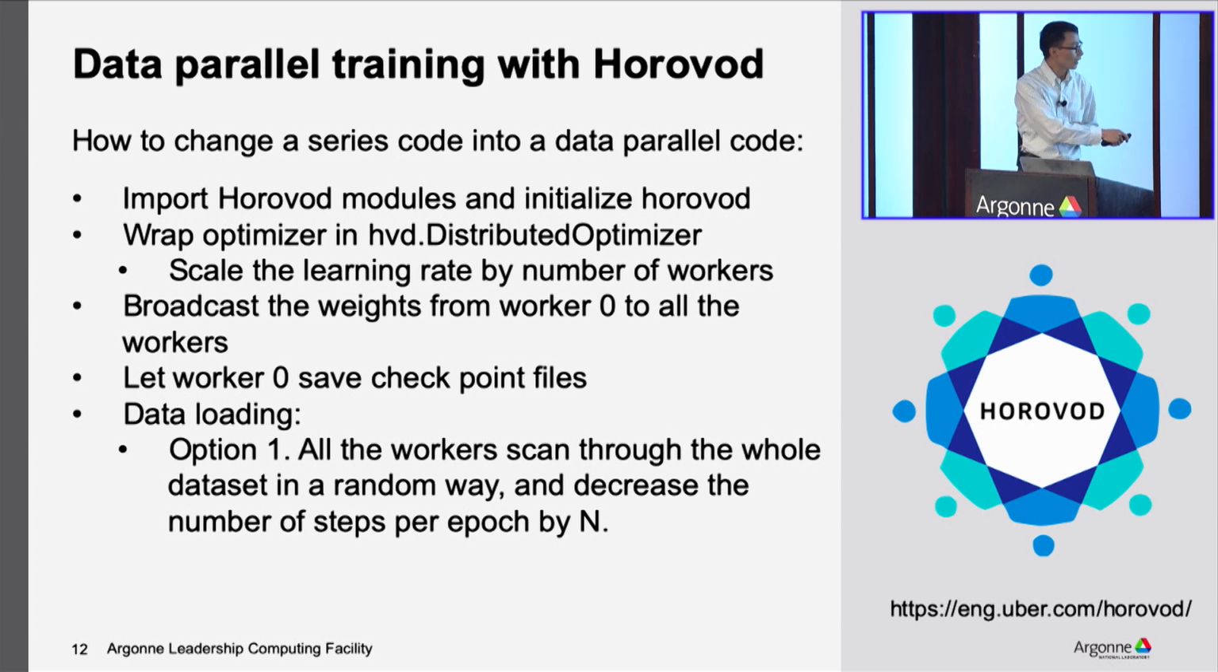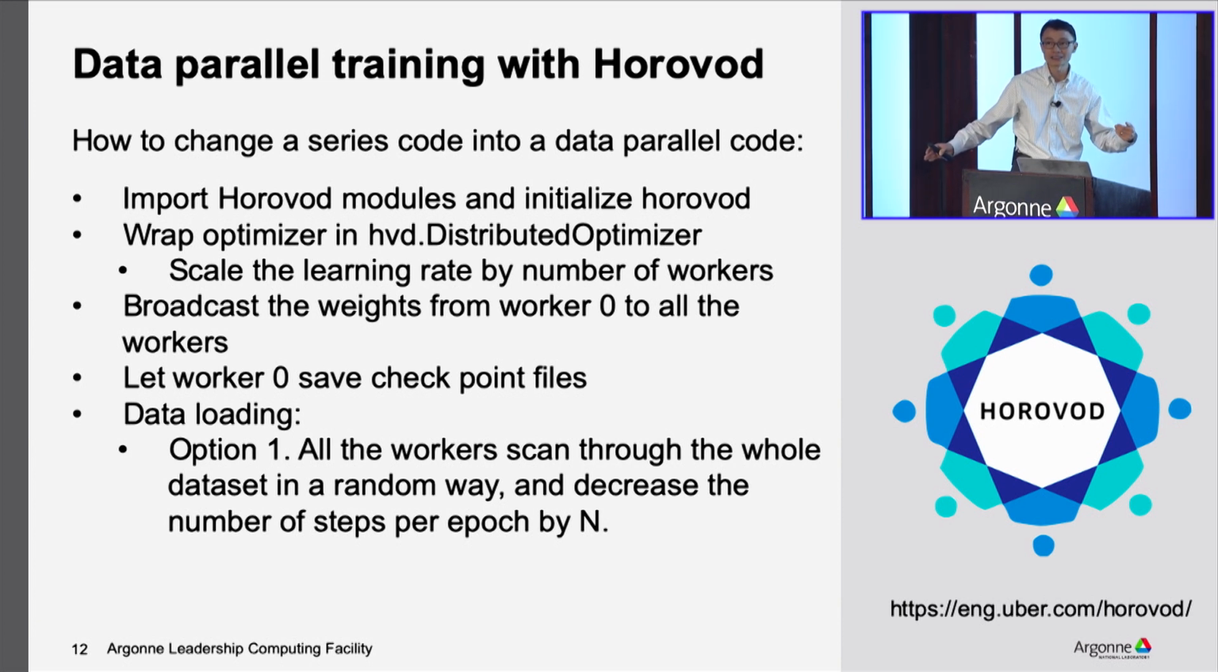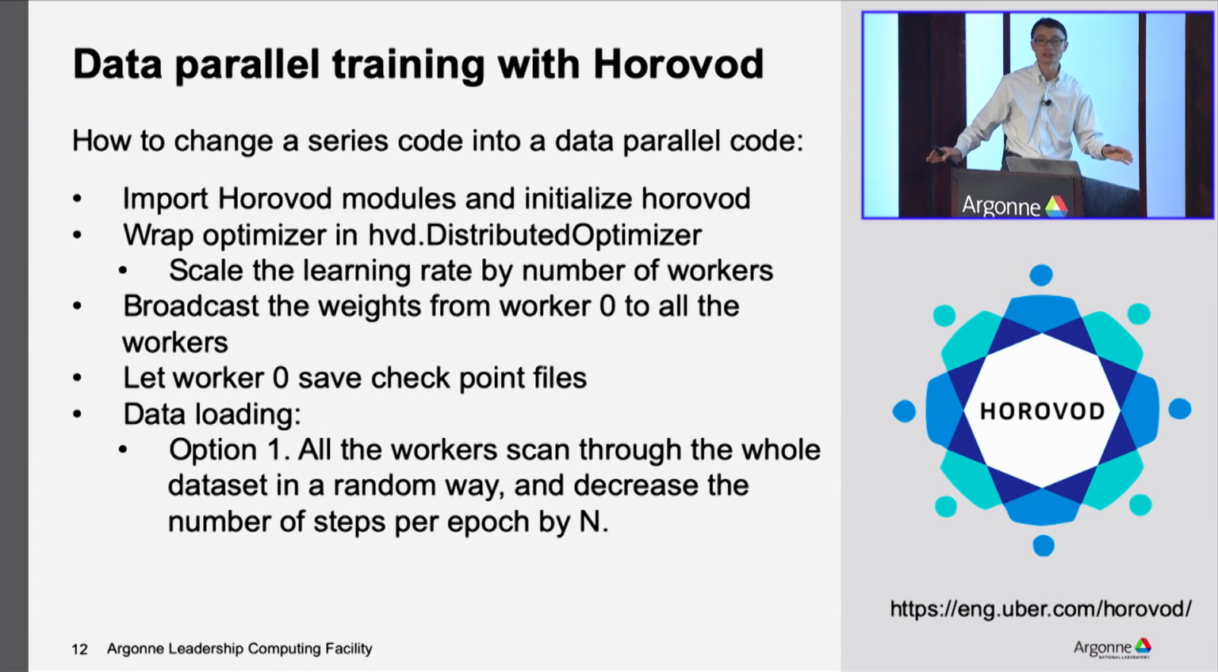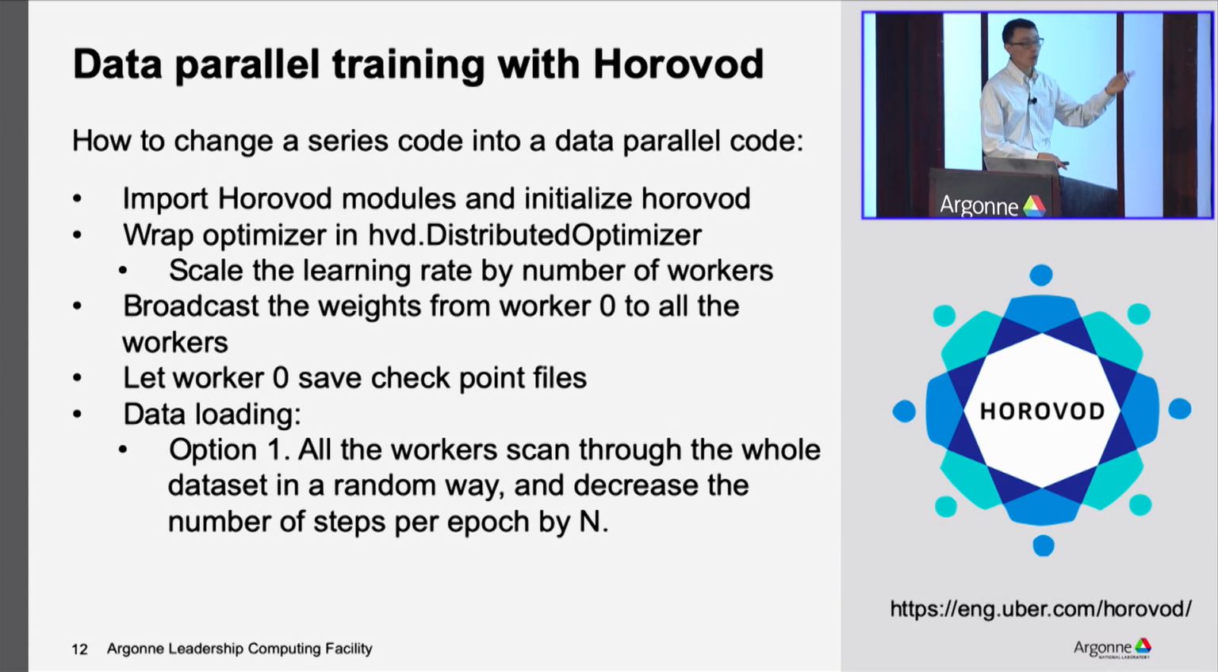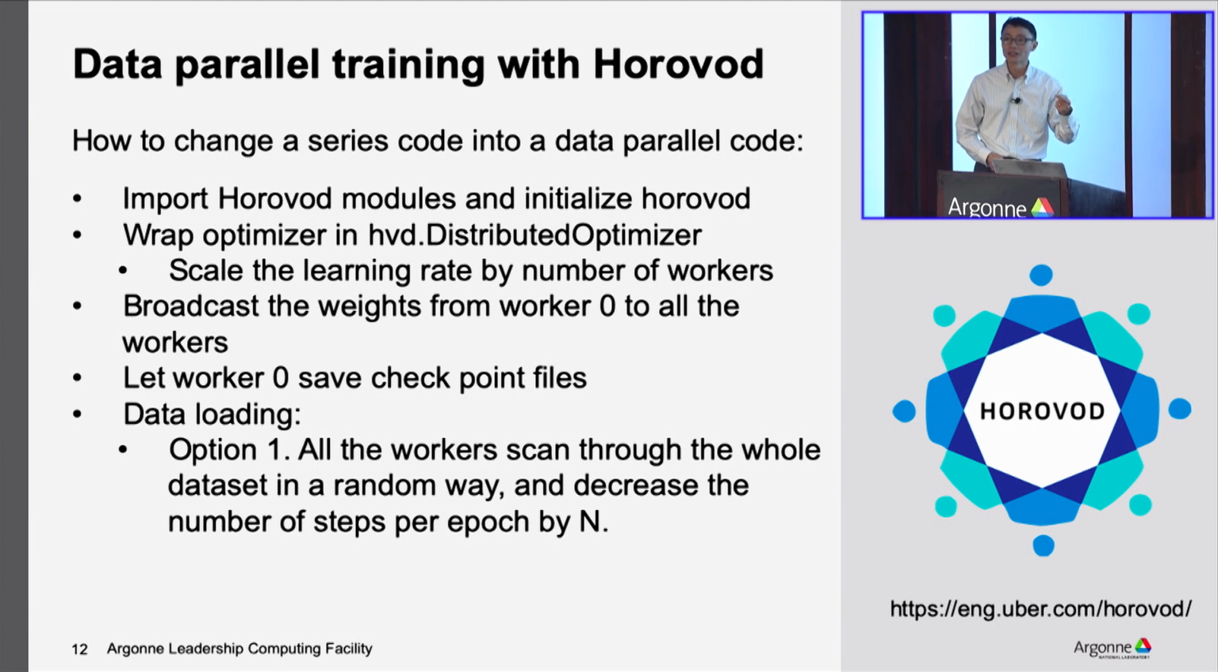So in that case, you decrease the number of steps per epoch by m times, because you're hoping that in one worker it takes long to cover the entire data set, but now you have n workers. It would be faster to cover the entire data set. This is one of the options, and typically it's the default option when you download the code from the Horovod website.